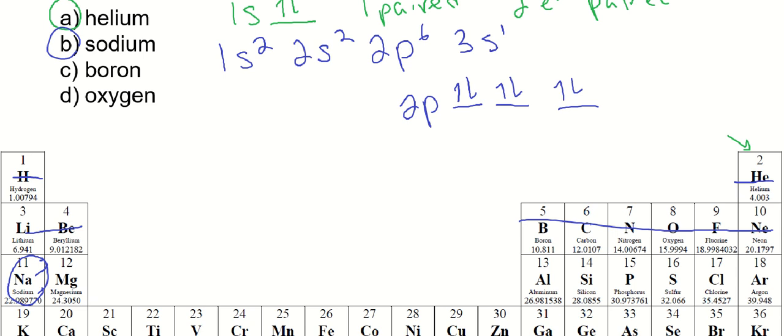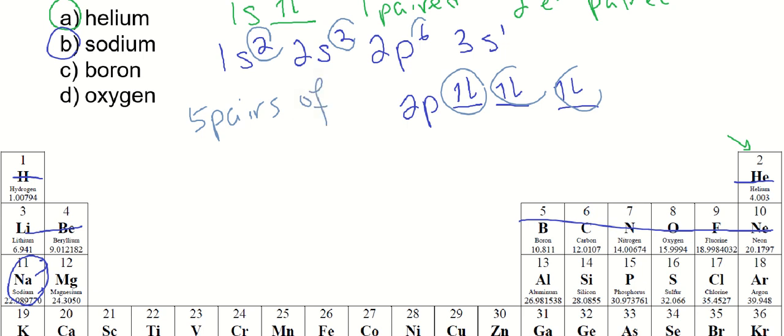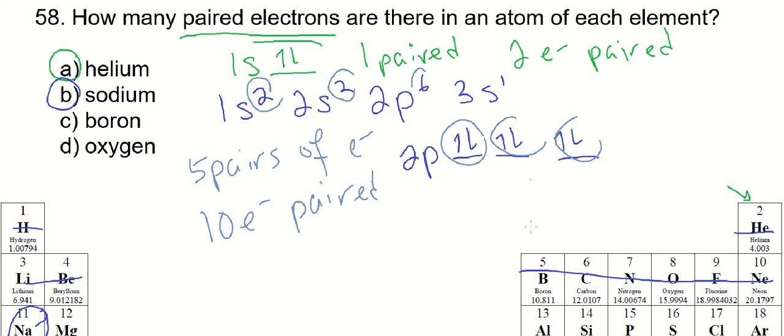All right, so you got 1, 2, 3, 4, 5 pairs of electrons. Or you can say you have 10 electrons paired. I don't know what they're asking for. How many paired electrons are there? 10 electrons are paired. That's what I would say.